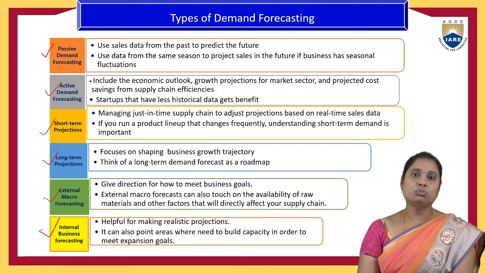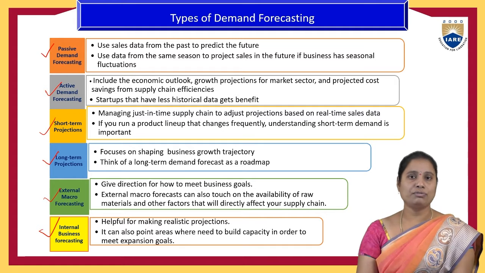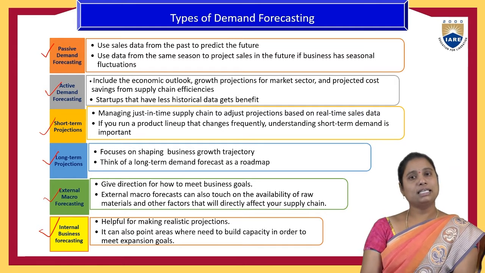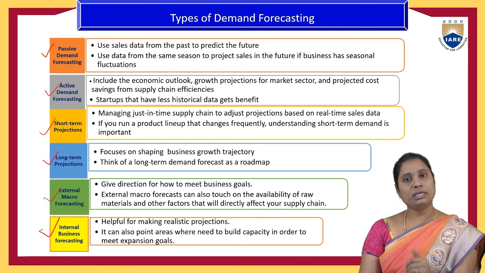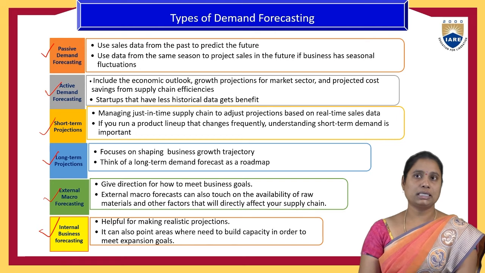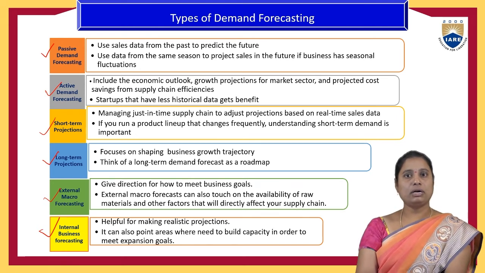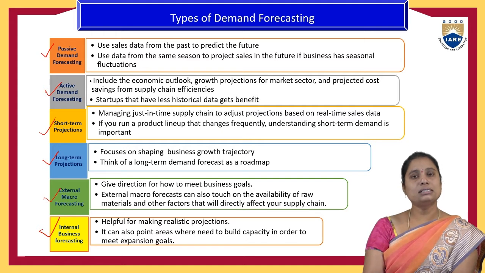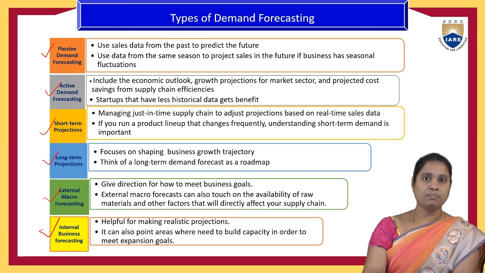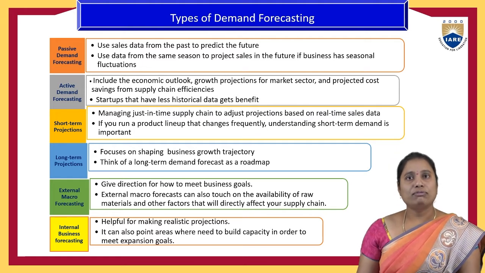Even if the machineries which they have are going to prevail for 2 to 3 years of the business running, will the business expansion goals give the benefits or not? So all these elements, the internal factors, if they take into consideration and forecast the demand for the product, then that is called the internal business forecasting elements. So that is the 6 ways of demand forecasting.